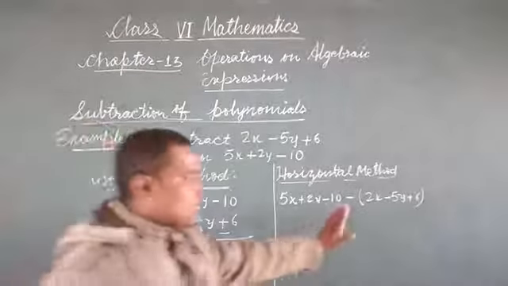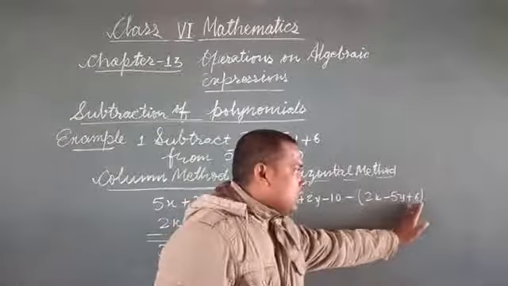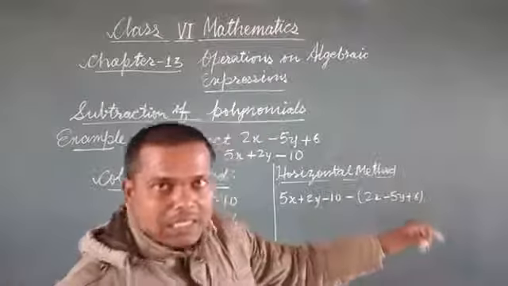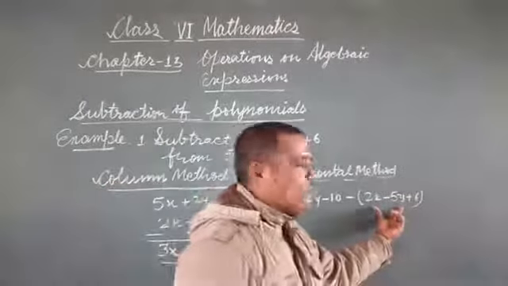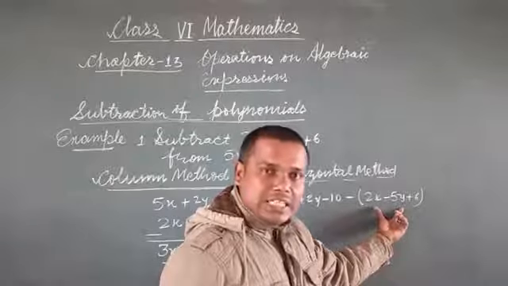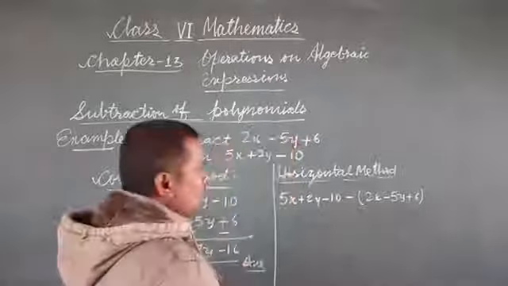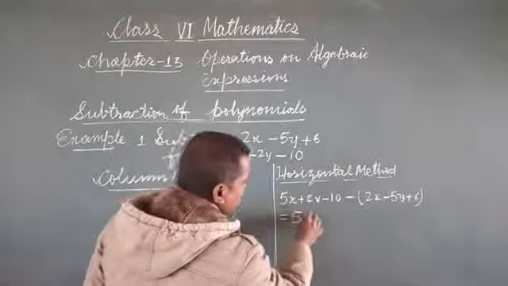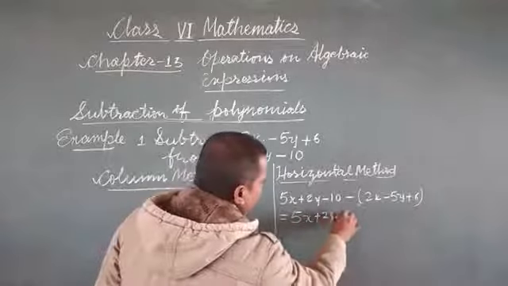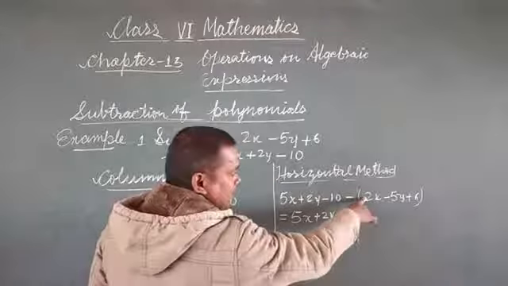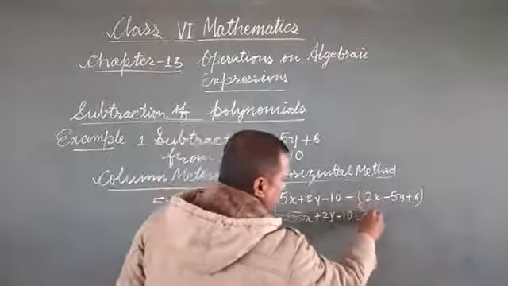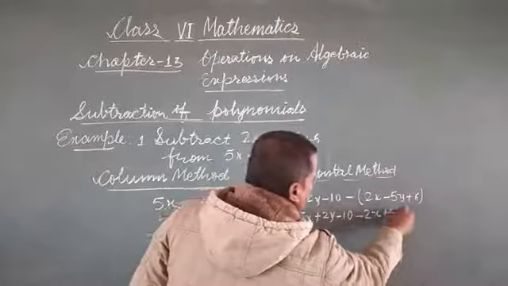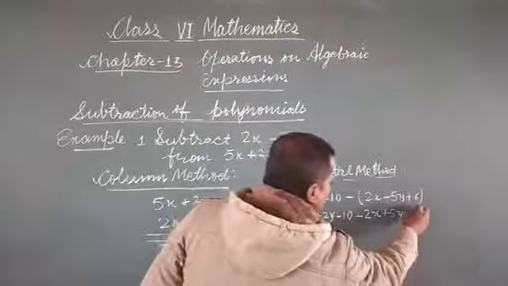Now you see the terms written in the bracket. When we open the bracket, the sign of each term changes. Okay? So how will it occur? Look here. First we write 5x plus 2y minus 10. Here is my plus sign, so it will become minus 2x. Here is a minus sign, so it will become plus 5y, and here is plus, so it will become minus 6.